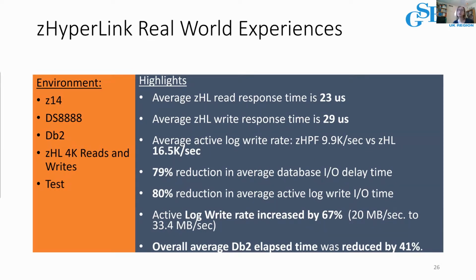Whew, that's a lot of numbers. And they saw that their overall average DB2 elapsed time was reduced by 40%. They were running an online transactional set of processing. These are the kinds of numbers that mean your customer or the operator is really going to feel the impact of that elapsed time.